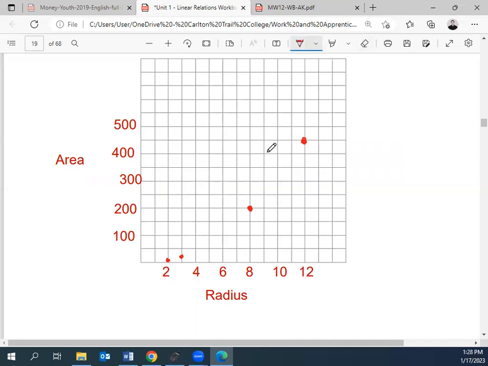So what's my next step here? Yeah, connect the dots. That's it. So I'm just going to connect my dots. Start with 0, 0. Connect your dots.